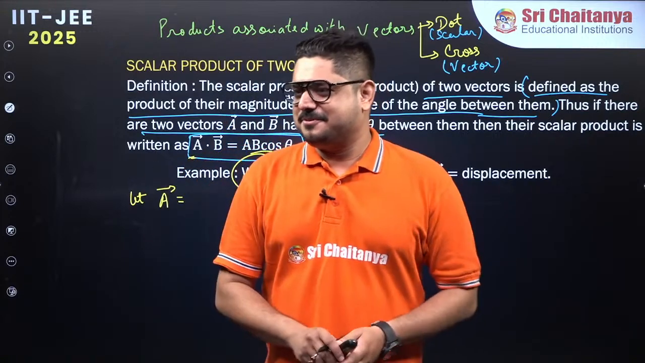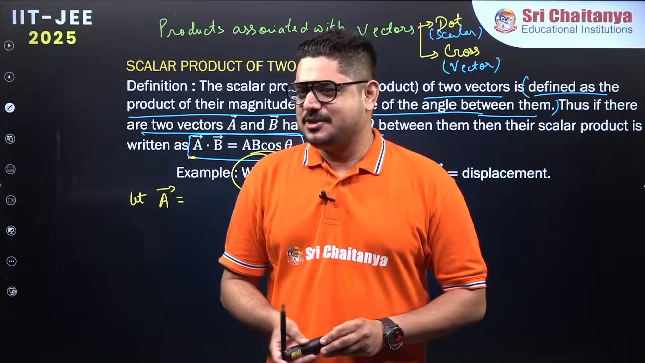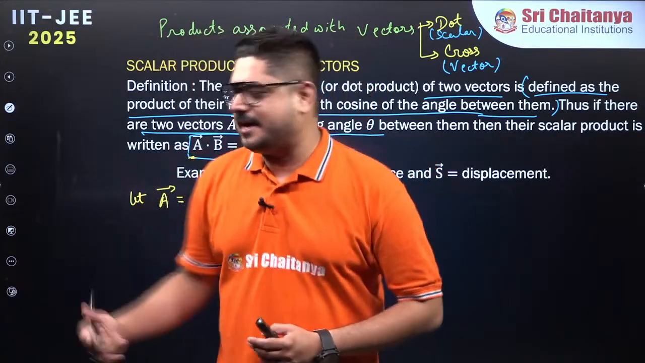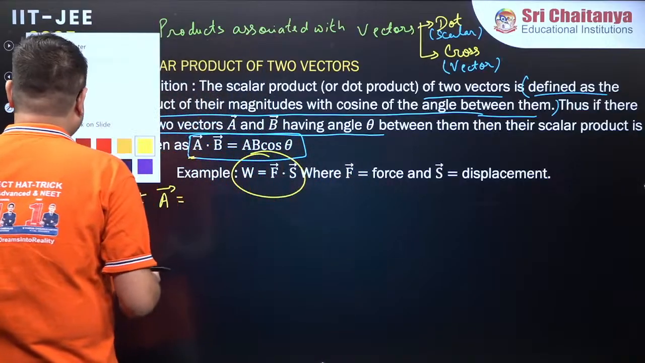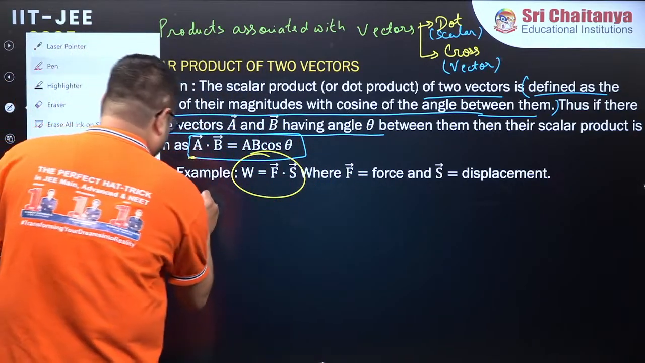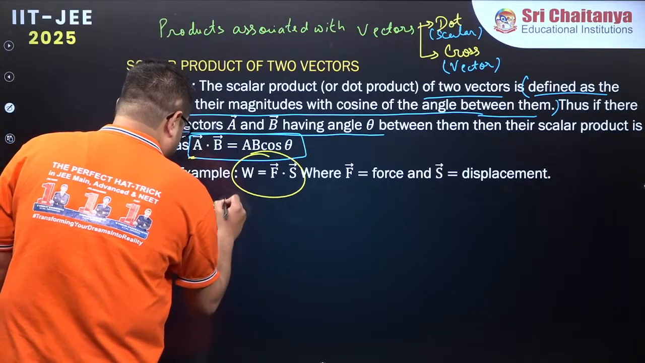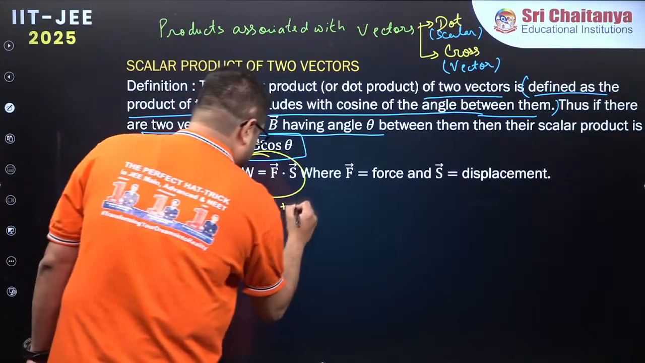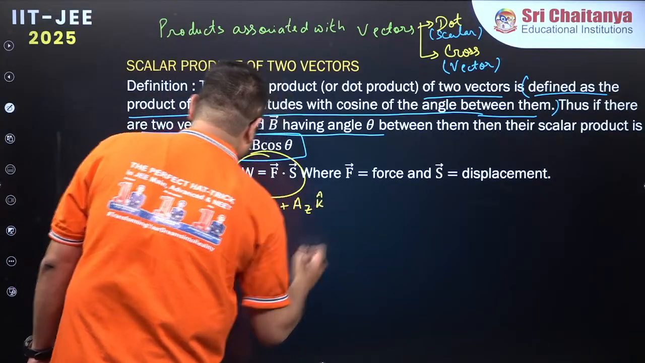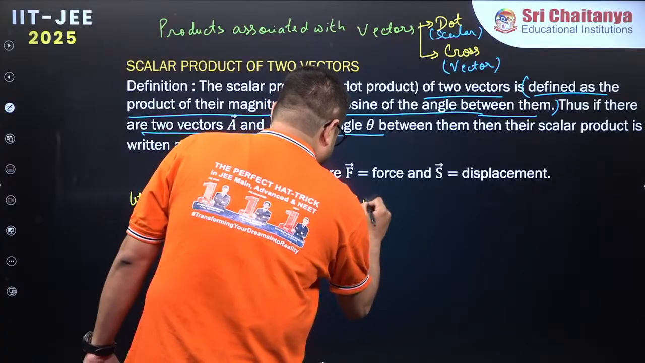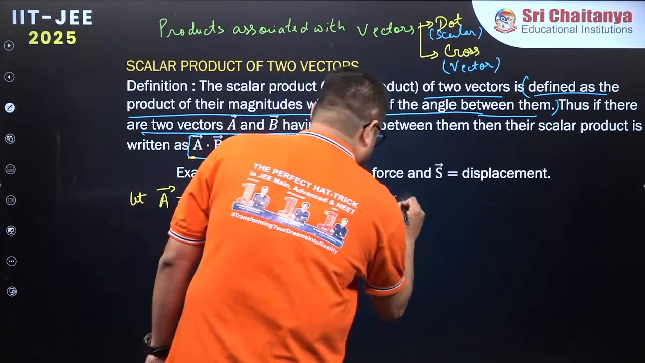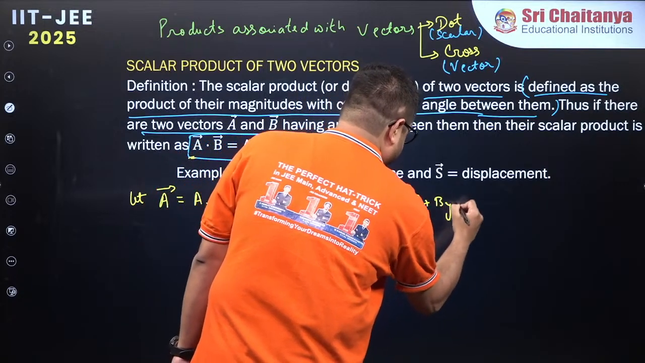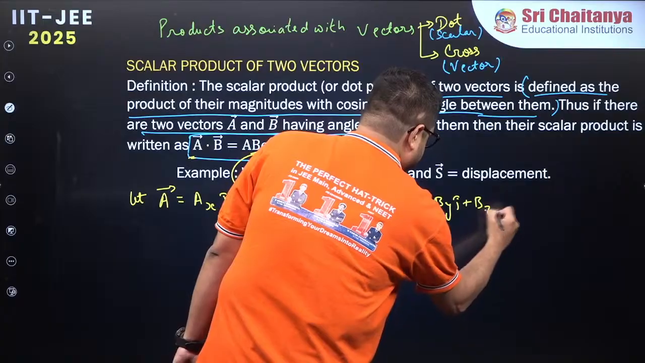You can write it down there in the chat box. What do you require with the values? Okay, I will write it down in the form of annotations itself. We are going to be taking arbitrary. Let's say A vector is AX i cap plus AY j cap plus AZ k cap. Okay, and B vector over here is being given as BX i cap plus BY j cap plus BZ k cap.